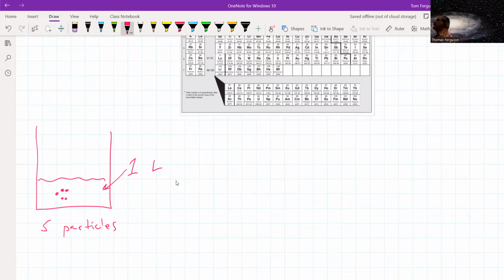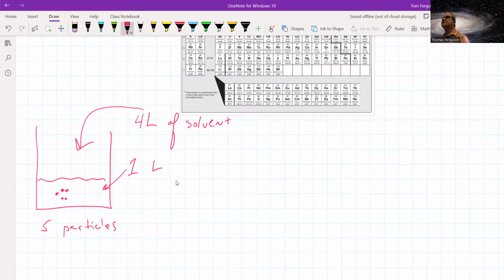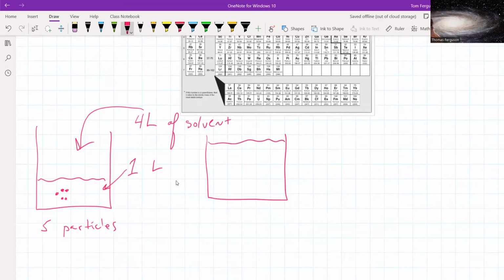Okay, so I have 5 particles of something dissolved in 1 liter of water. And then I dump in 4 liters of water. We have a new beaker now. How many particles of solute are in the new beaker? 5. Because we haven't touched the solute. The solute is still 5 particles. It's just in more water. We have 5 liters now.